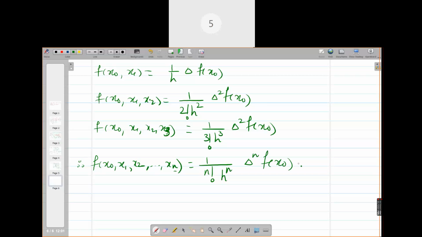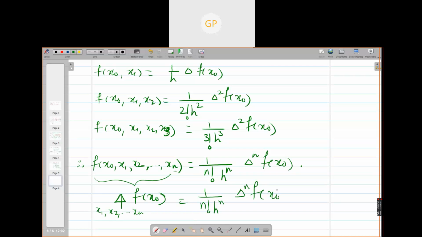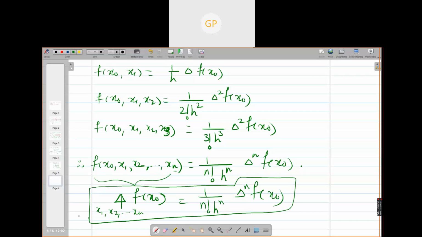Got it? So please do not generalize your answer only after the first 2 steps. So these are divided differences. You can write this as f[x0, x1, ..., xn], which is equal to 1 upon n factorial h raised to n delta raised to n fx naught. Okay, this is your answer. This is the relation between divided differences and forward differences. Have you understood it?